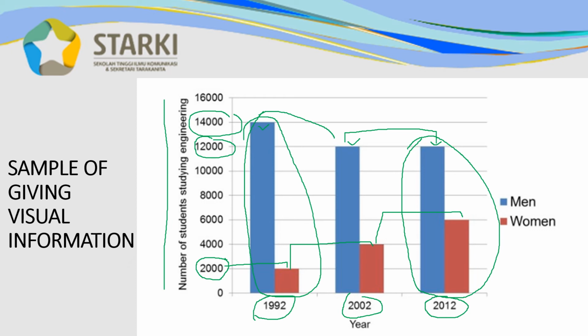In conclusion, from 1992 to 2012, or during 20 years' time, we can see a clear upward trend in the number of female engineering students in Australian universities, while the number of male students seems to decline.